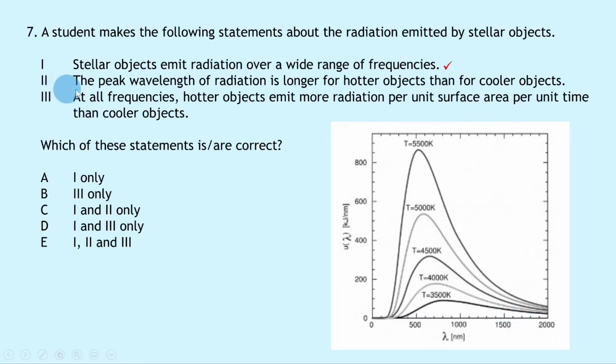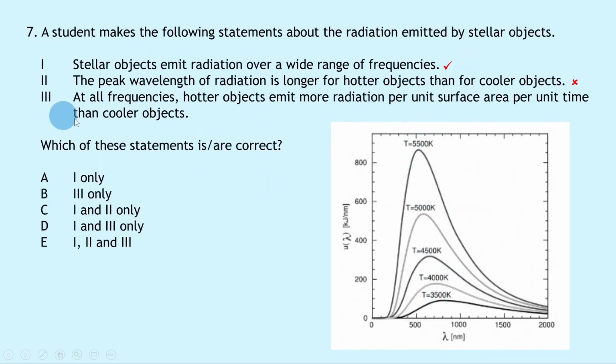The second statement there, the peak wavelength of radiation is longer for hotter objects than for cooler objects. Well, if we look at the blackbody radiation curves here, you can see that for higher temperatures, we get these curves that go further and further up on the graph. And if you look at where the peaks are, they're actually shifting towards the left, which is going to a smaller wavelength, not a longer wavelength. So the peak wavelengths are getting shorter for hotter objects. So that means that second statement is false.